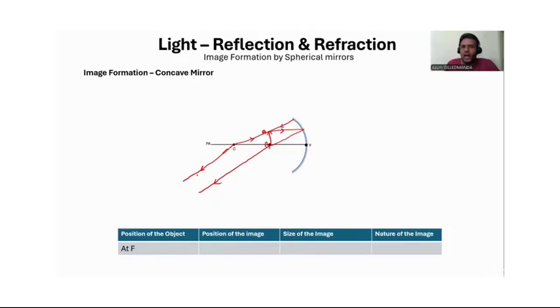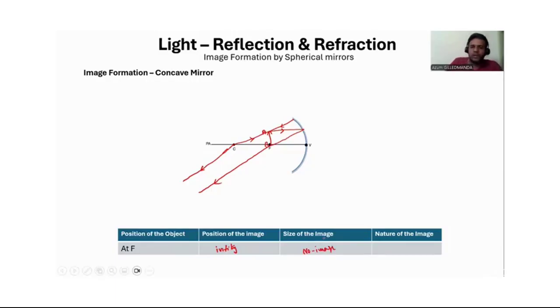Then if you see, I am getting this image at infinity. They never intersect. These two lines never intersect. So when I have an object at F, we will get the image at infinity. What is the position of the image? The position of the image is at infinity. And what is the size? There is no image formed actually here. The position of the image is at infinity and we cannot see that. So we can say no image.